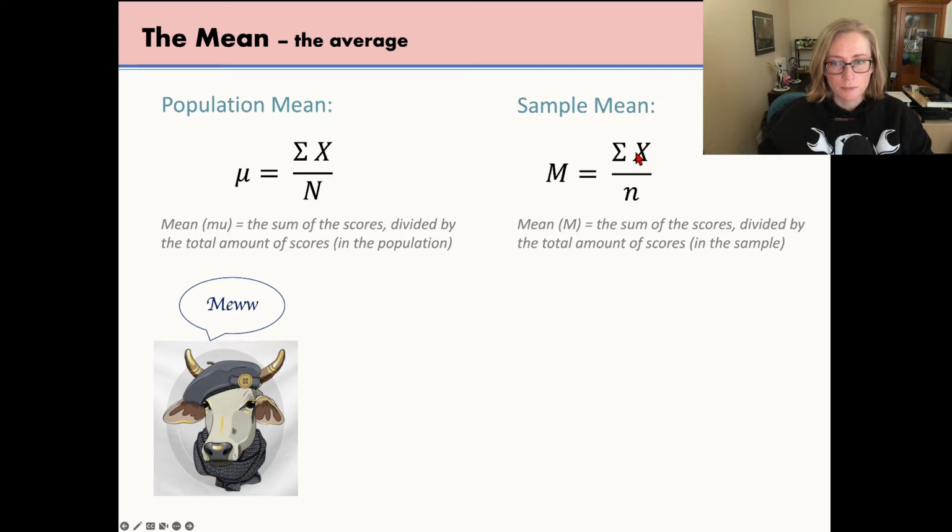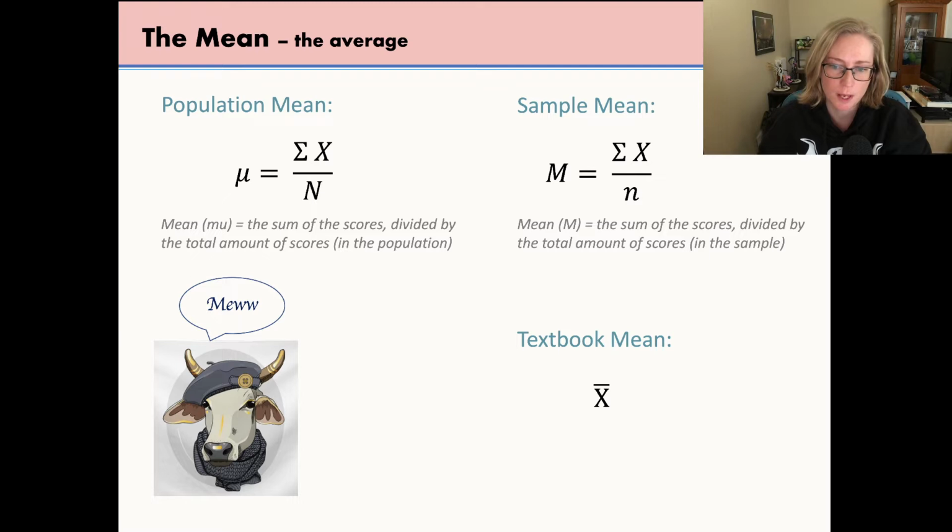For the sample mean, same calculation. All of your scores are summed together. Because it's the sample, we don't divide by capital N, we divide by little n. And we don't give it the mu designation, it's just capital M, not N, M.